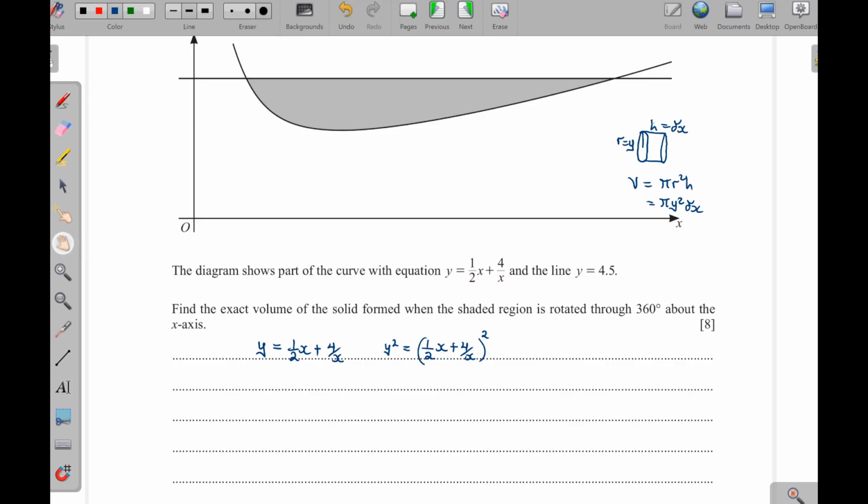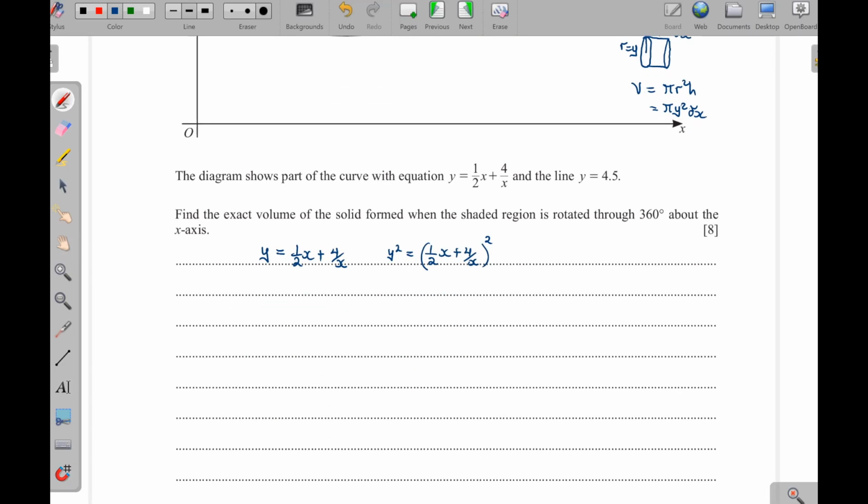Now, what are we going to do next? Square this one here, you will get a quarter x squared. Then get 2 times this times that. Of course, that 2 will cancel with this one, and you will have an x, which will also cancel with this one here. Then you remain with only 4. So plus 4 here. Then plus the square of this one here, 16 over x squared.